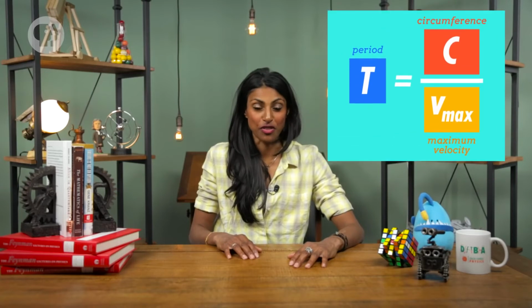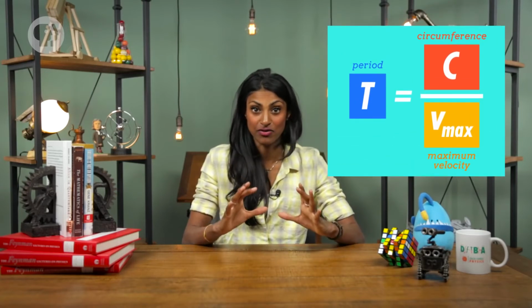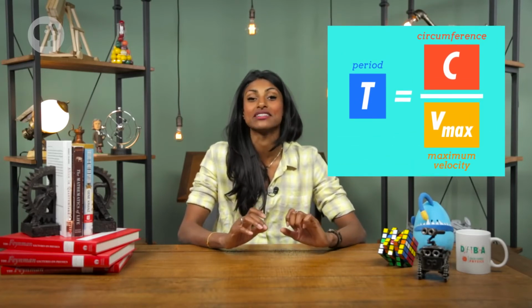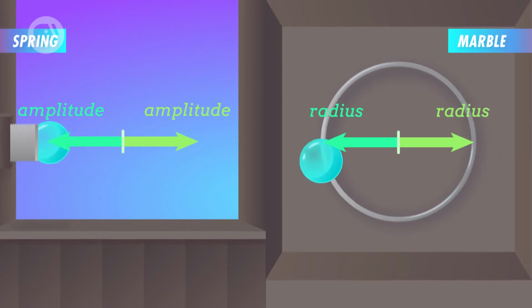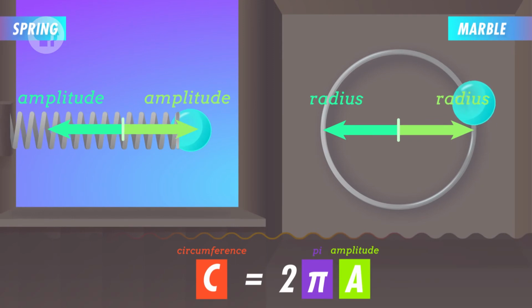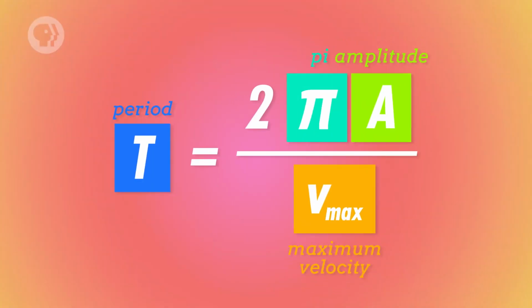We know that the time it takes for the marble to move around the ring once is called the period. We also know that the period will be equal to the circumference of the ring divided by the marble's speed. And the radius of the circle is the same as the ball's amplitude on the spring, so its circumference will be equal to 2 times pi times the amplitude. This means that the period will be equal to 2 times pi times the amplitude divided by the marble's speed, which again is the same as the ball's maximum speed as it moves on the spring.